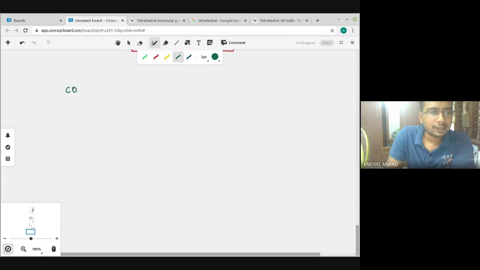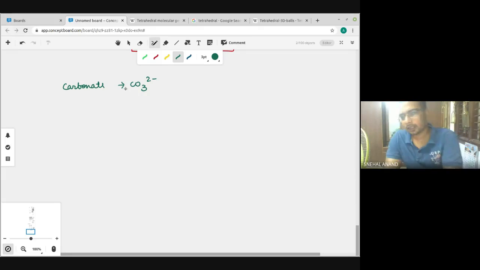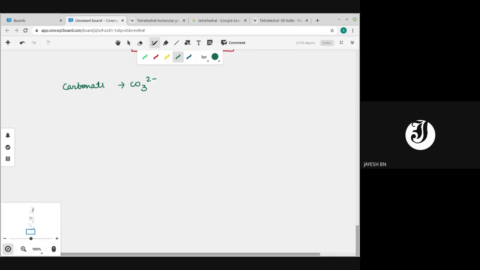Okay, tell me what is the valency of carbonate? CO3 2 minus. I think this is how the carbonate looks like. Okay. Why is this carbonate valency -2? Why do we say it's -2? Don't know, sir.